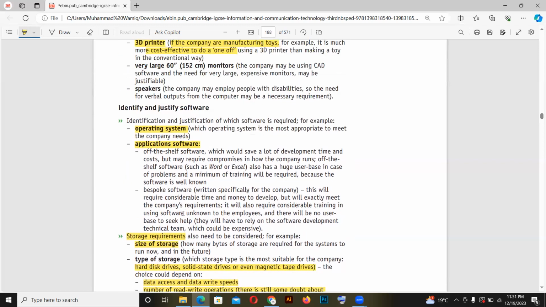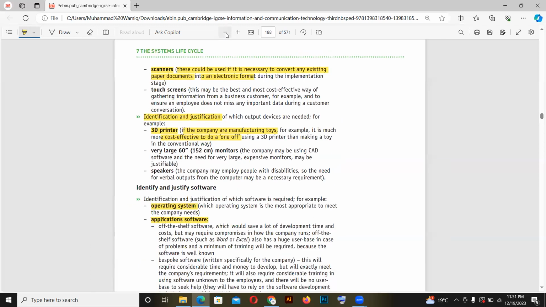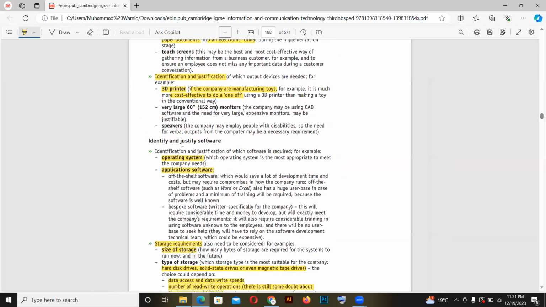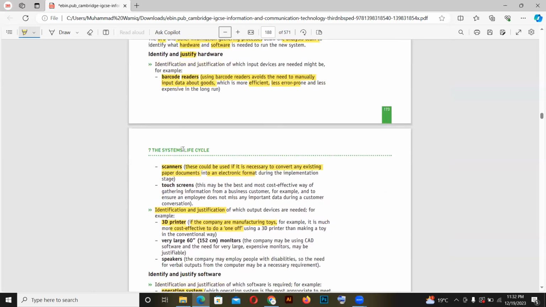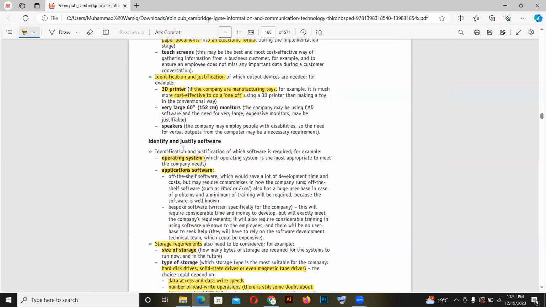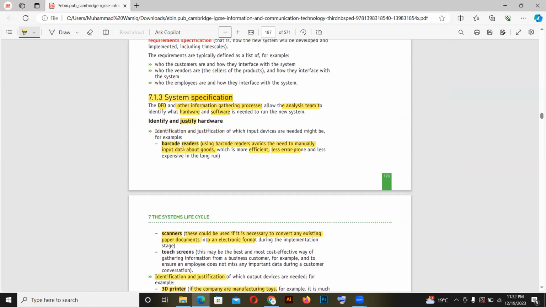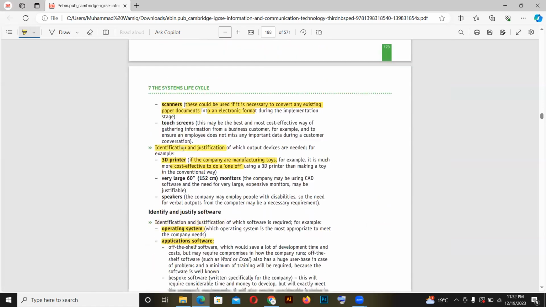So I suggest that you should know why it is important to identify the software and hardware as well. I explained the hardware part, I explained the software part as well. You don't need to go into a lot of depth on that, right? I hope I'm clear that you should know what barcode readers, scanners, printers and speakers are, why they are used, and how I'm utilizing operating systems and application software, right? And this all comes in your system specification. So do you have any confusion still here?